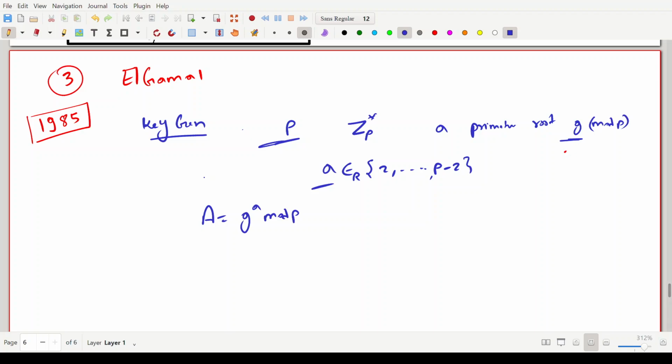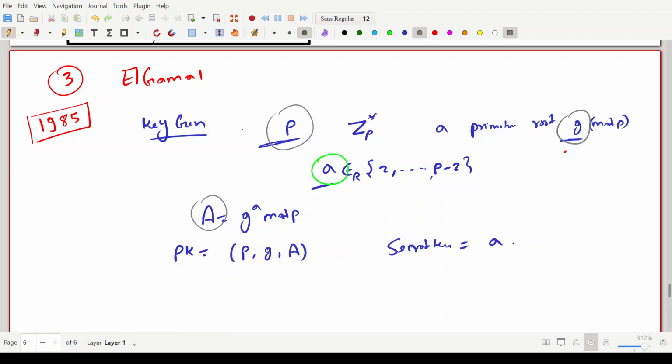And now let us see what the public key is. Your public key is going to be P, g and this capital A. And what is your secret key? The secret key is small a, this guy. This is your secret key. The others are the public key: this is P, g and A. Now let us see how you encrypt.